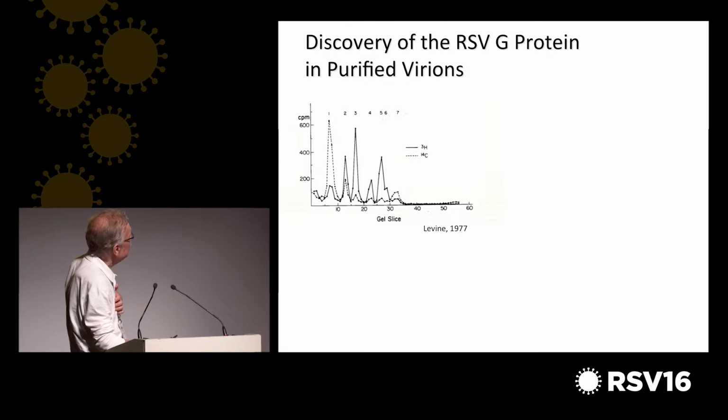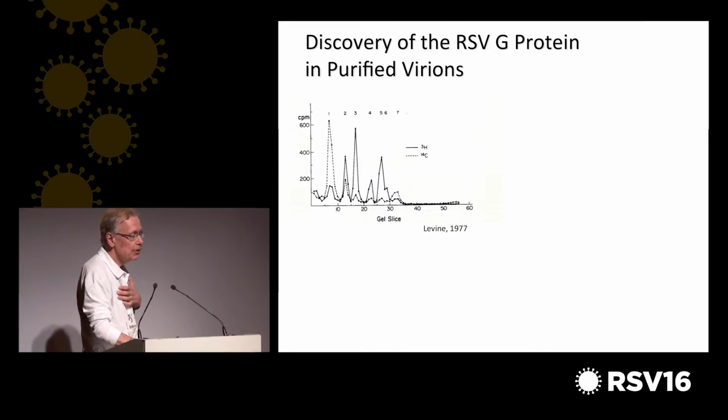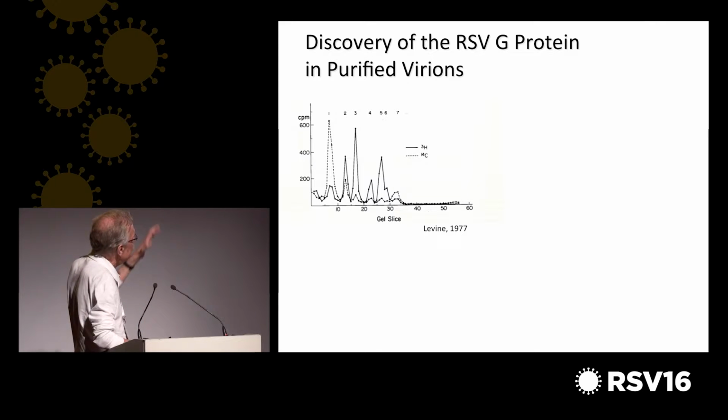So I want to show you this picture. I came into the lab one day in graduate school. Seymour Levine was my mentor, and he showed me this, and he says, "Look at this. I've never seen anything like this. This is a tracing of purified virions, RSV virions, that were radio-labeled with either protein, which is the solid line, or sugars, which is the dotted line."